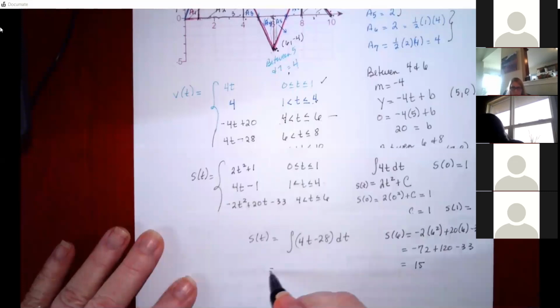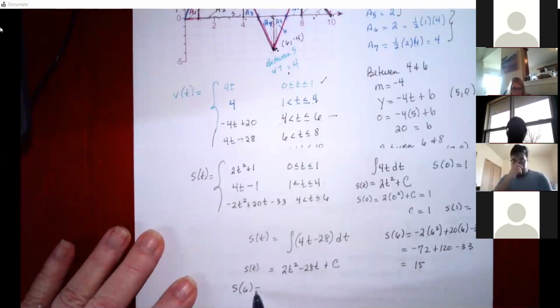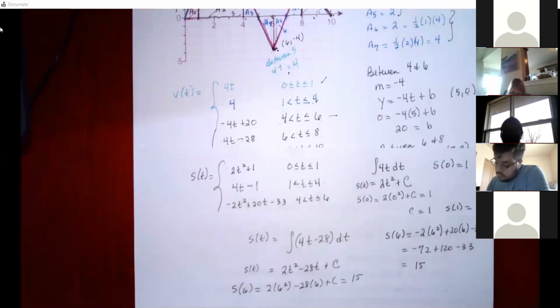So we will have 2t squared minus 28t plus a constant. That's our position function in general, and we want S of 6, which is 2 times 6 squared minus 28 times 6 plus c, to equal 15. So we get what? Let's see, 168.